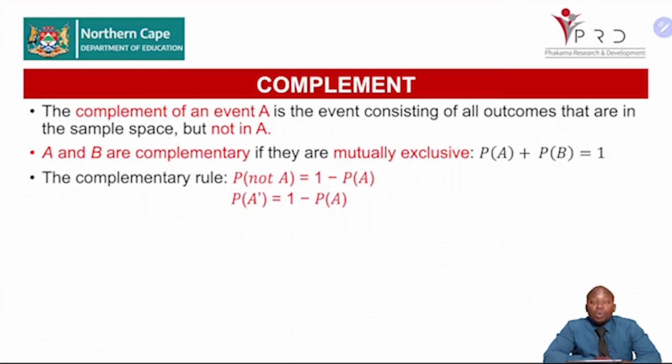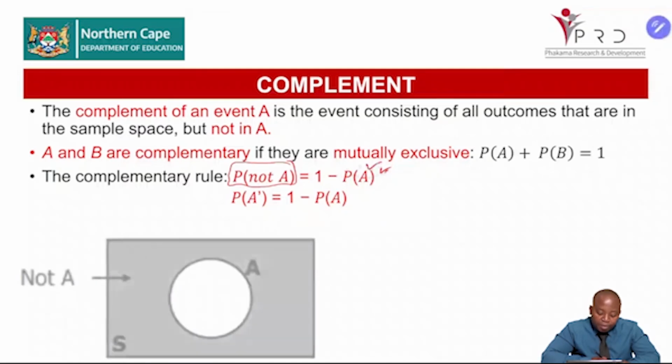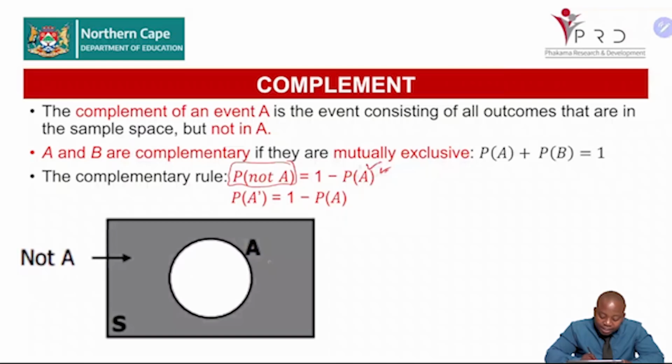Then the complementary rule says the probability of not A, which is the complement of A, equals 1 minus the probability of event A occurring. So the probability of A not occurring is 1 minus the probability of event A occurring. Right. So the probability of not A equals 1 minus the probability of A. We can see this is event A, then not A is anything that is outside of A.